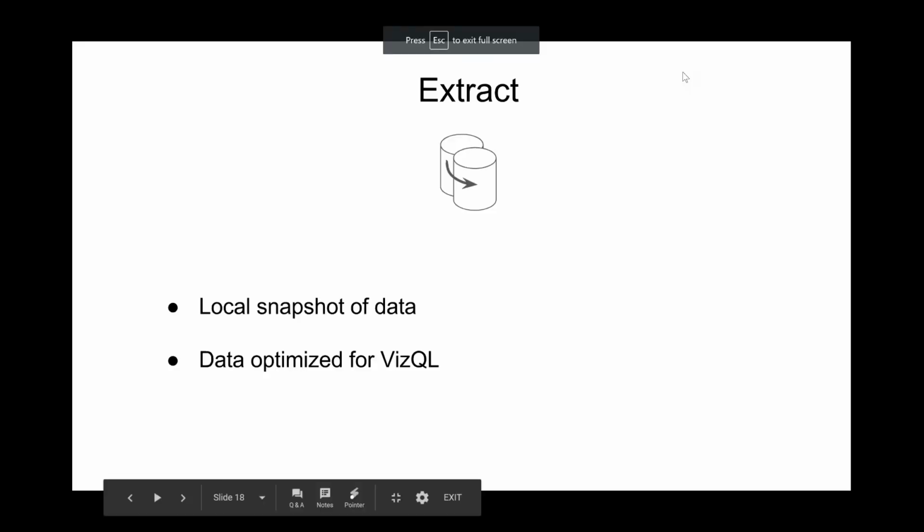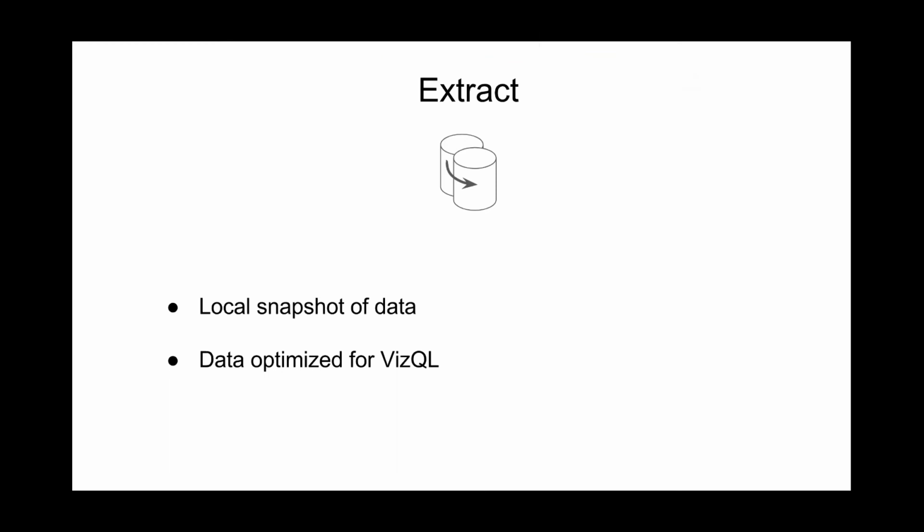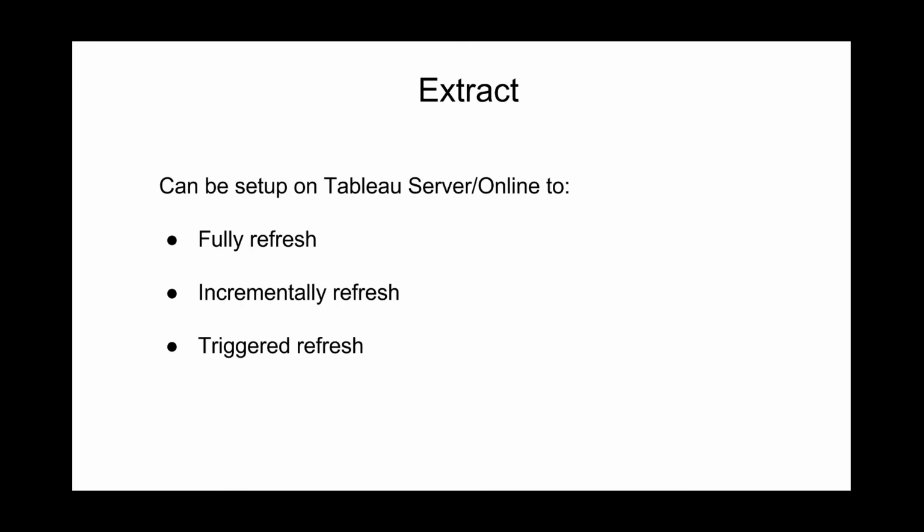Okay. So you might be wondering, well, that might be nice to run on an extract, but then it's a snapshot of the data. So what do we do from there? How do we get new data? If you're working on Tableau desktop, you can just manually refresh an extract. When you publish a workbook to Tableau server on an extract that's connected to a database, you have some different options for how you want to refresh it.